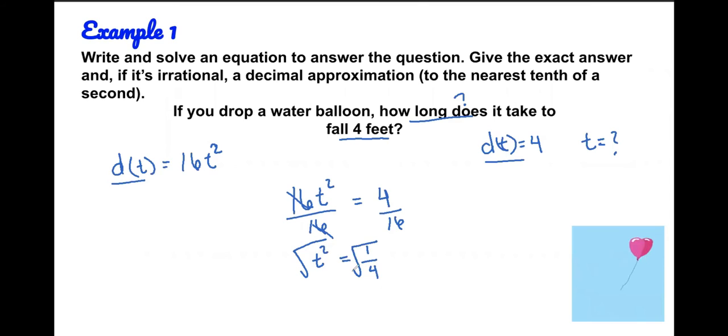And remember that whenever we take a square root, we now have a plus or minus. So here we have t equals plus or minus square root of 1/4. I need to do square root on top and square root below. All right, let me continue to simplify. t equals square root of 1 is 1, so plus or minus 1, and square root of 4 is 2. So we have now our solution here.